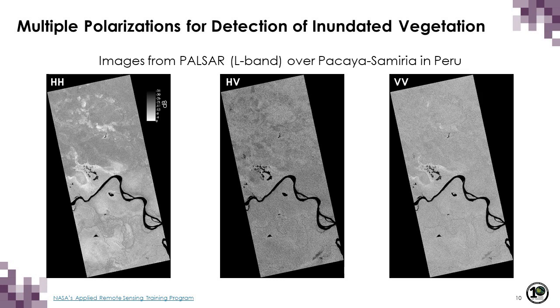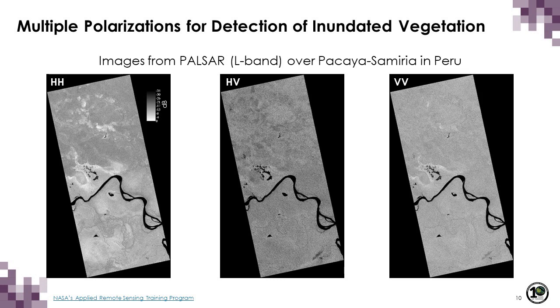As you already know, the very bright areas are where double bounce dominates, and this is where there is inundated vegetation. The very dark areas are open water. You can clearly see the river running through the middle of the image, as well as some small open water bodies north and south of the river. Note the difference in backscatter magnitude between the different polarizations. If you focus on inundated vegetation, those very bright areas dominated by double bounce, HH polarization is the most useful for distinguishing flooded vegetation from non-flooded vegetation.